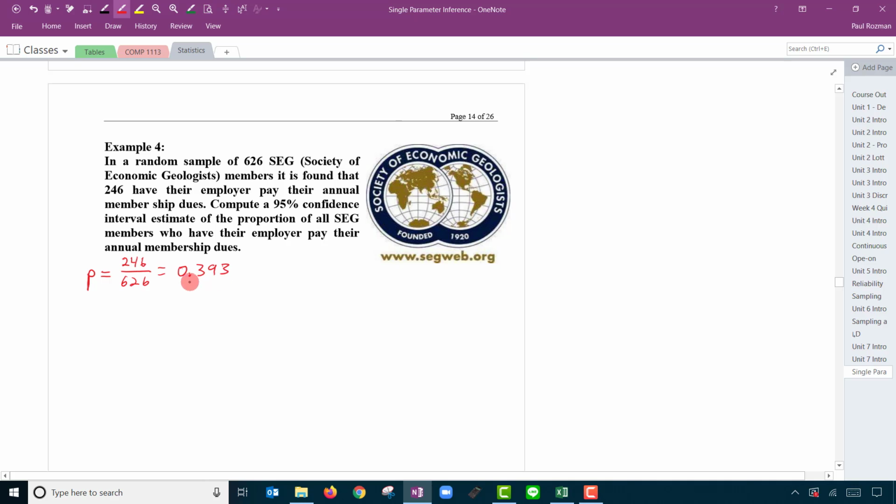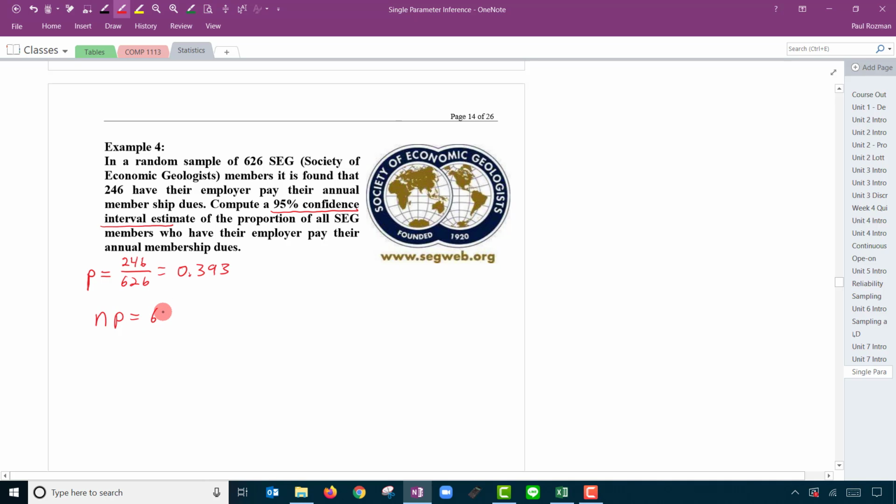So now we're going to basically add an error term to this percentage or probability. But before we do that, we have to check our conditions. In order to construct a 95% confidence interval, we have to first satisfy: is np greater than or equal to 5? Is the sample large enough?